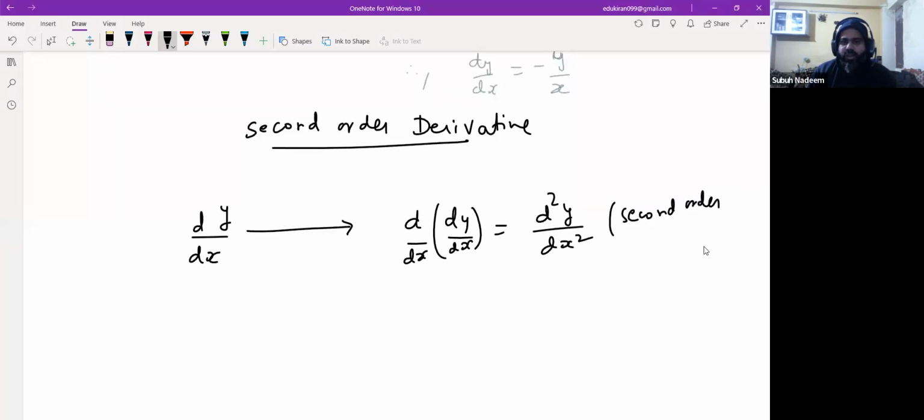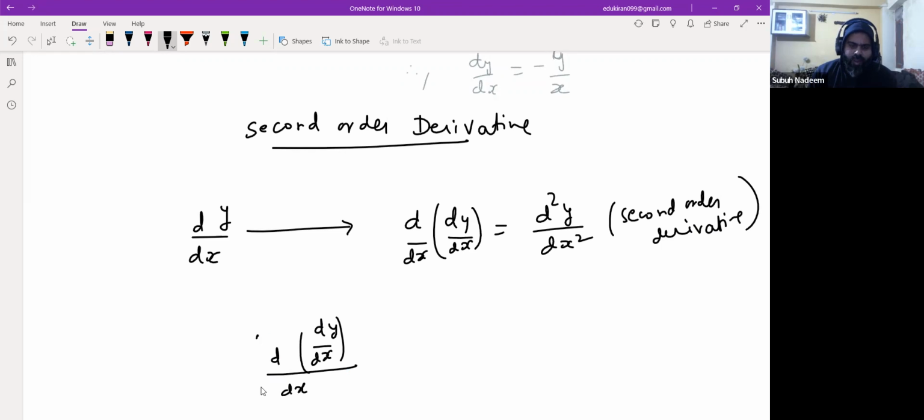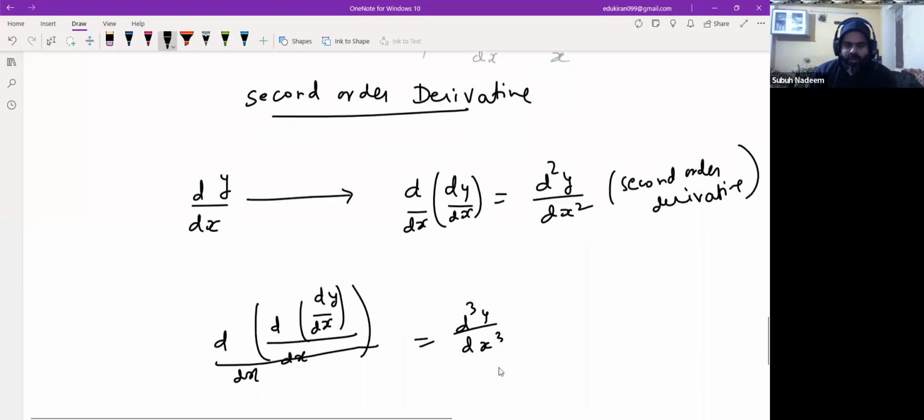There is also a third order derivative, but we don't have to study that. But what will be that? After getting dy by dx, you differentiate that with respect to x. And after getting that, you differentiate that with respect to x. So that will be d3y by dx cubed. That is third order derivative, but you don't have to do that.